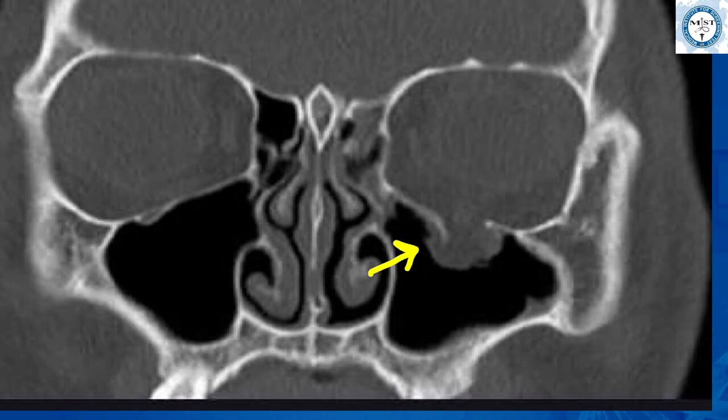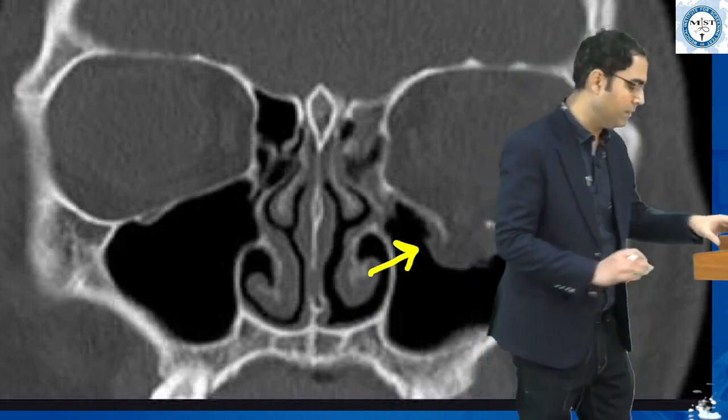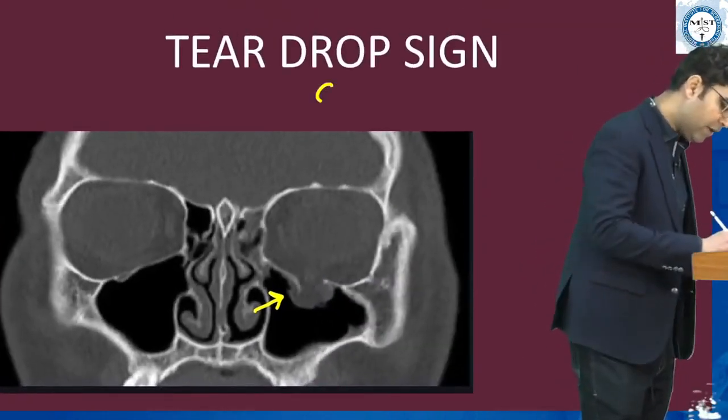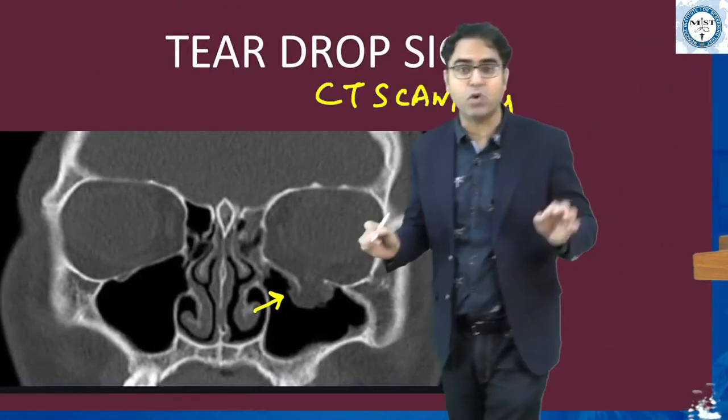The floor of the orbit is fractured, and from that fractured part, the orbital contents are prolapsing into the maxillary sinus. Look at the yellow arrow, it's appearing as if a drop of tear is about to fall in the maxillary sinus, beta. And this is called the teardrop sign. Write down now: CT scan or X-ray shows teardrop sign, beta.